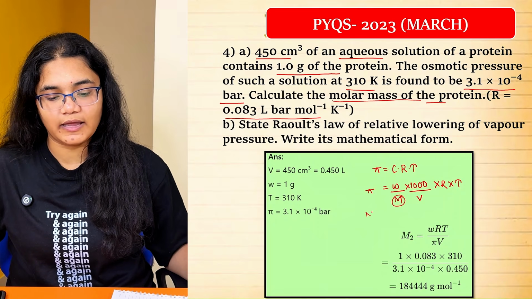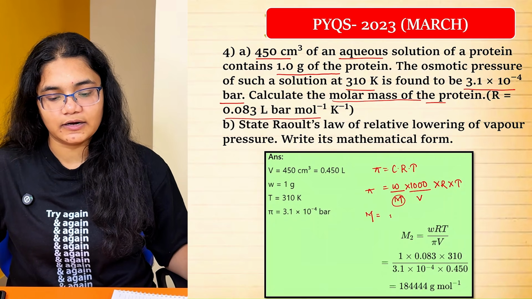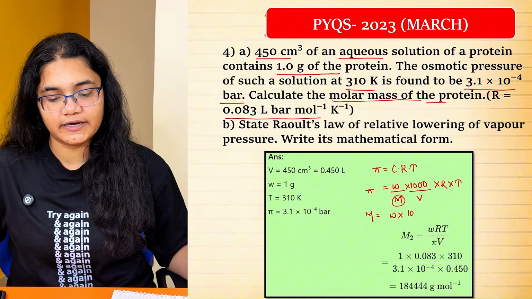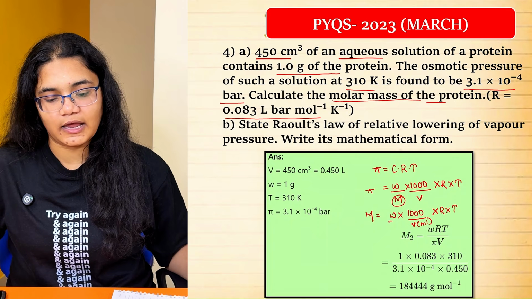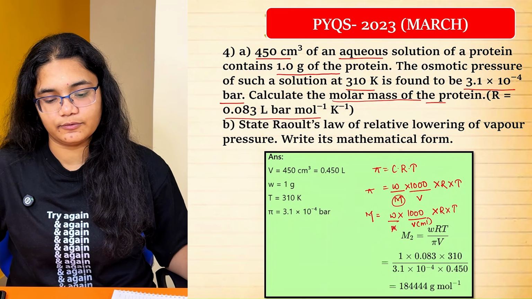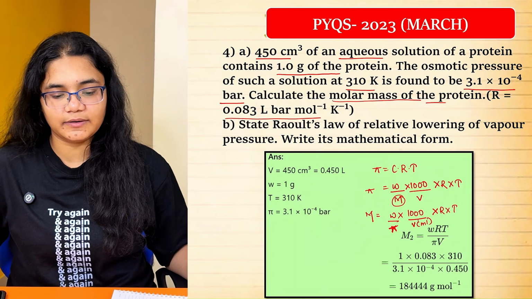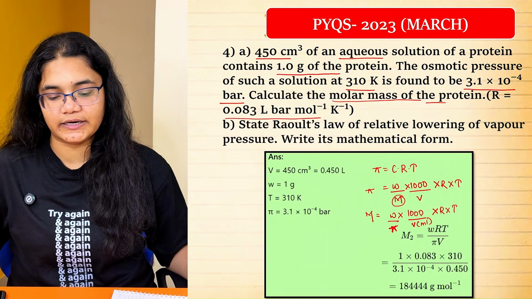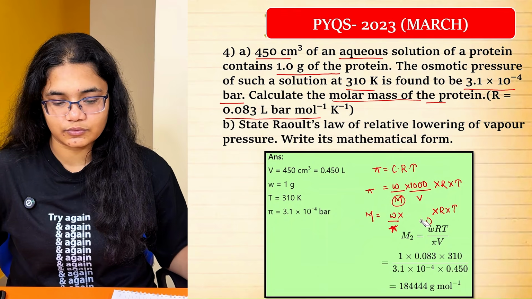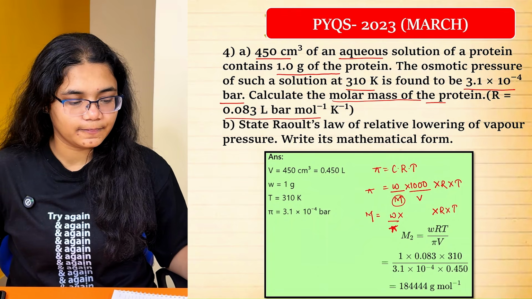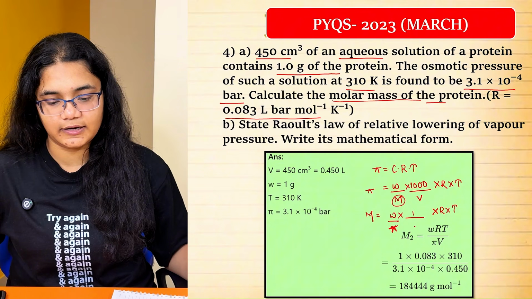So what can I do? M will be equal to W into 1000 by volume in ml, divided by R into T, and here I can have the pi value, right? Or you can simply convert the volume here only to liter, so you don't have to multiply by 1000. So I have done it like this. I have written here volume in liter.